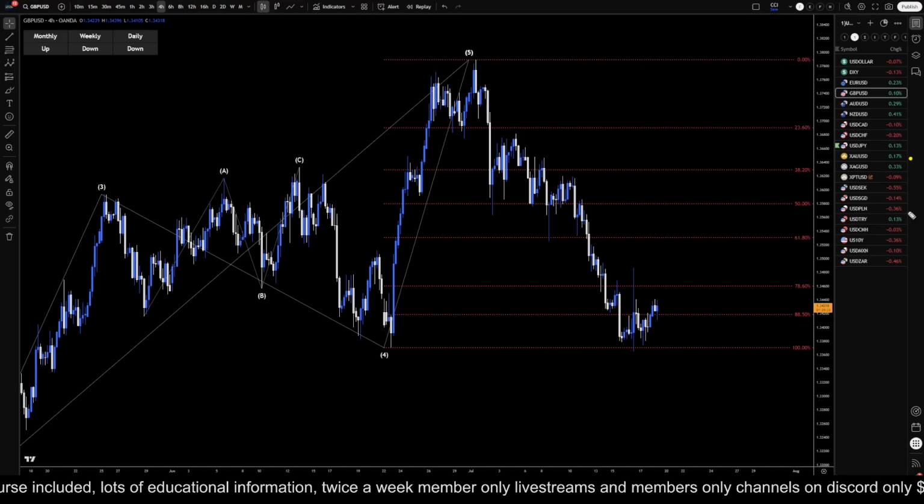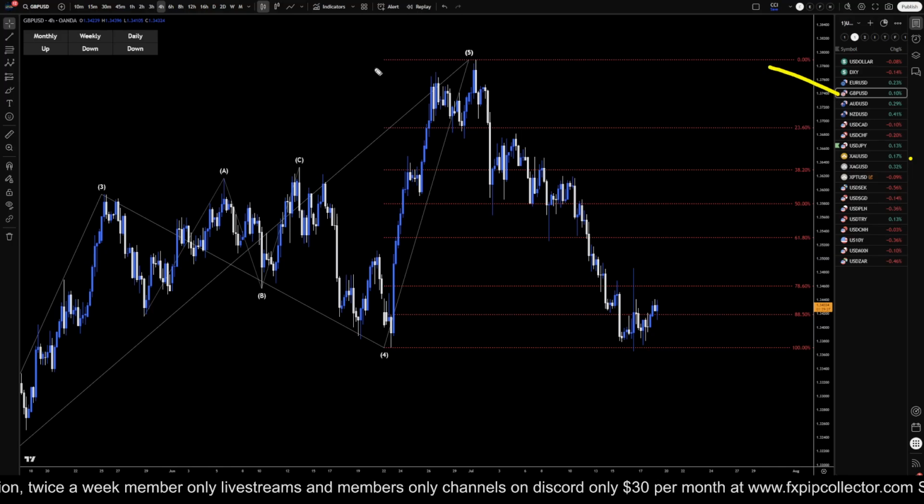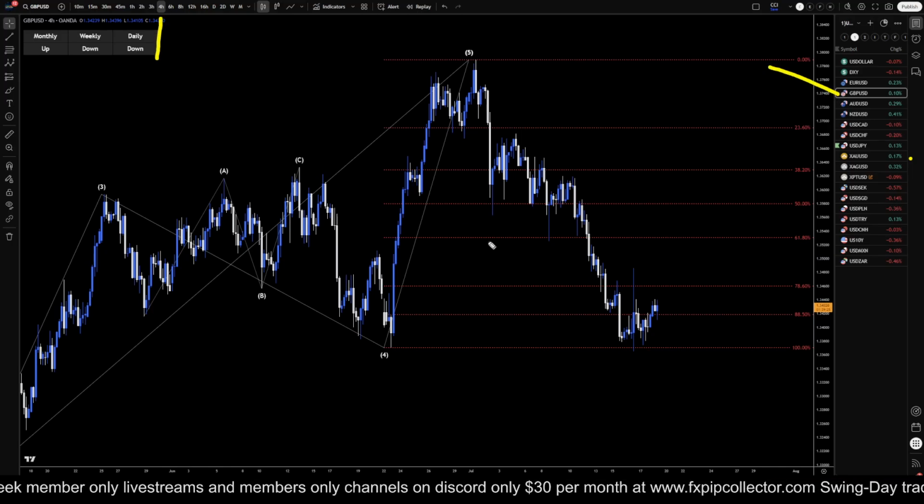Hello, traders. Today is Friday, July 18th, and this is my analysis for the pound US dollar. We're going to start off on the 4 hour time frame.